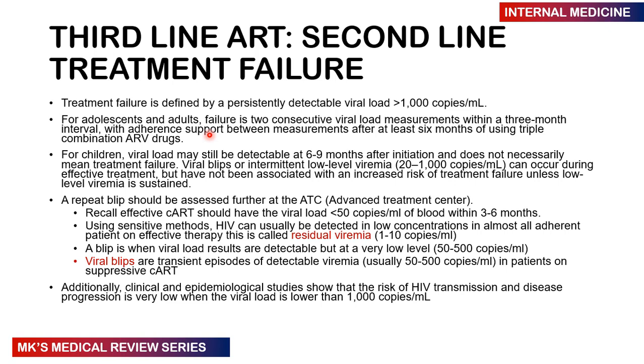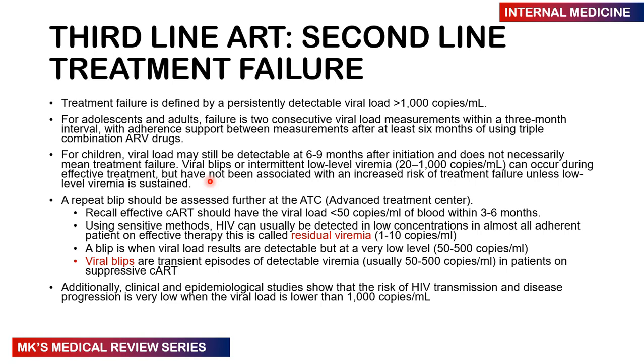For children, the viral load may be detectable at 6 to 9 months after initiation, and it does not necessarily mean that the patient has viral failure. Sometimes you may have viral blips or intermittent low viremia, which is 20 to about 1,000 copies, that can occur during effective treatment, but have not been associated with an increase in risk of treatment failure unless there is low viremia which is sustained. A repeat blip should be assessed further at an advanced treatment center. Remember that when you're on combined antiretroviral therapy, you should have less than 50 copies per mL of the virus in the blood within at least 3 to 6 months.